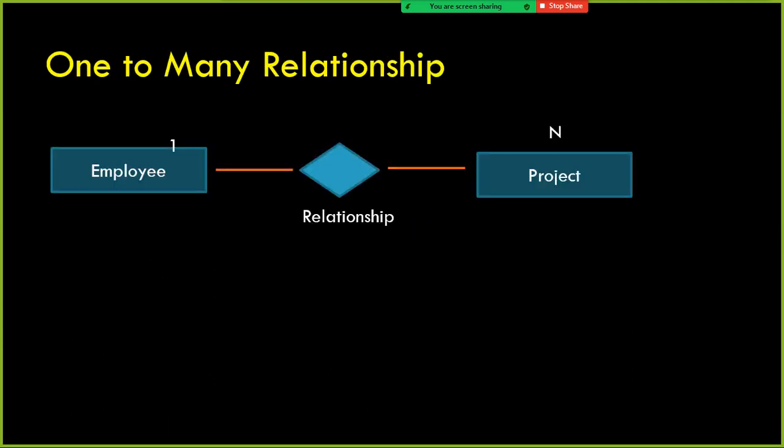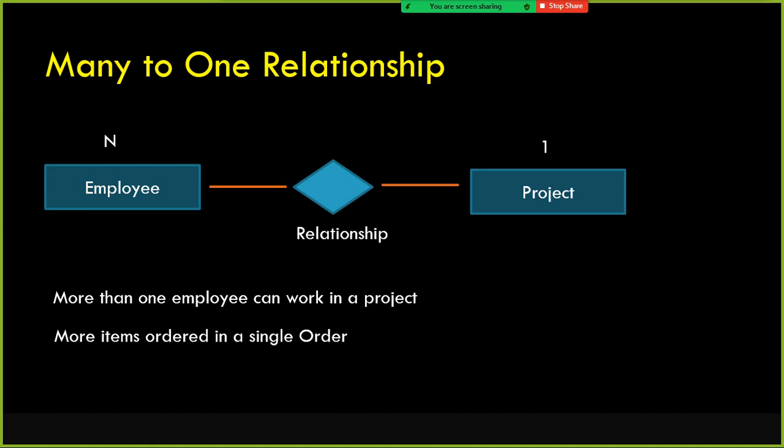What is one-to-many? A single employee can work with multiple projects, and a car manufacturer produces many car models. Let's say a customer can order more than one item. So these are the examples for a one-to-many relationship.